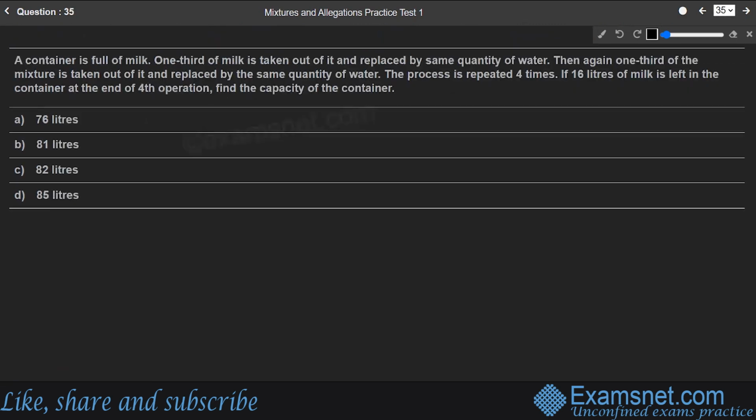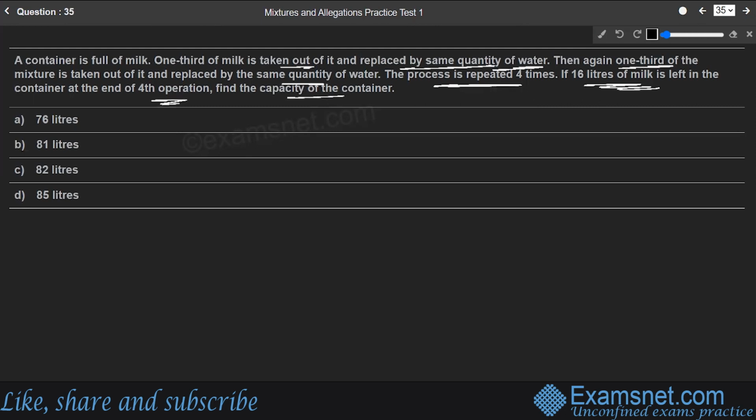Now, a container is full of milk. One third of the milk is taken out and replaced by the same quantity of water. Then again one third is taken out and replaced by the same quantity, and the process is repeated 4 times. If 16 liters of milk is left in the container at the end of the fourth operation, find the capacity of the container.